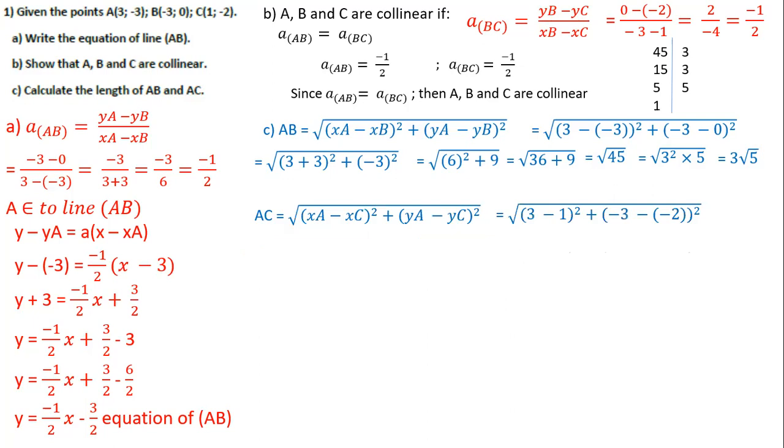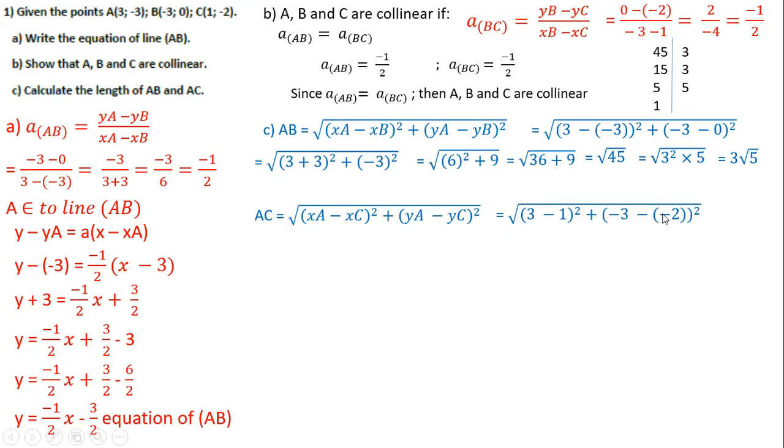XB minus XC, all of it squared. AC, we are finding AC. What about B? XA minus XC, all of it squared, plus YA minus YC, all of it squared. Right? Yes. Now, after we replace, we multiply.